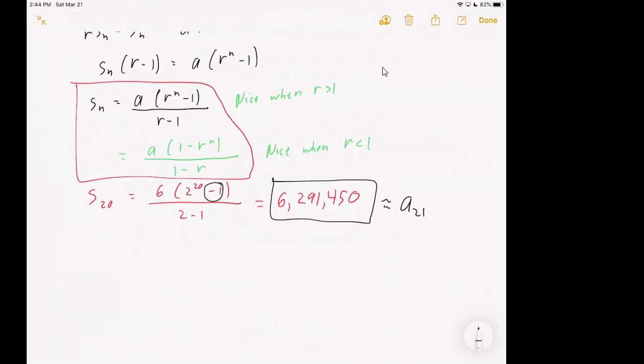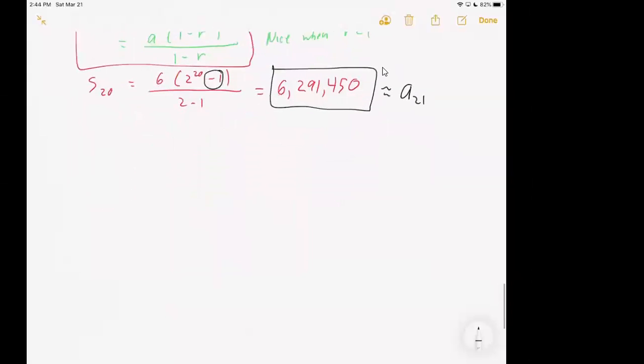Now let's take another example and work with one that's getting smaller and smaller and smaller. So here's another example.